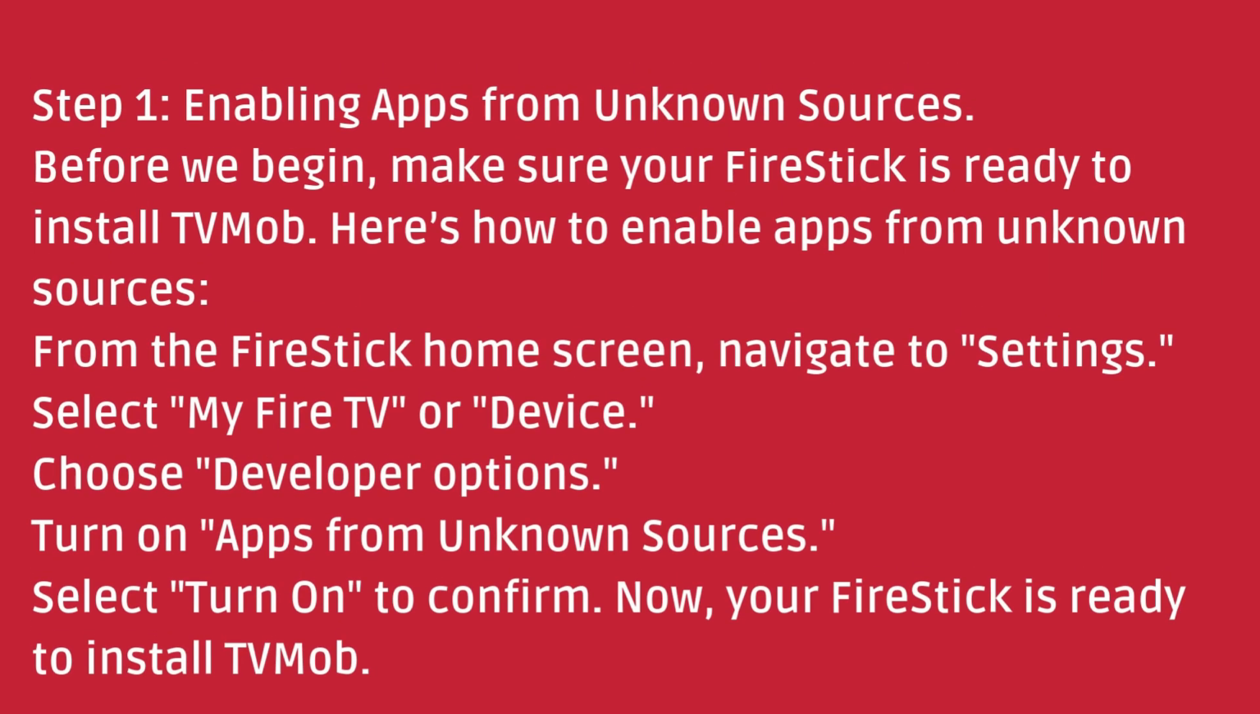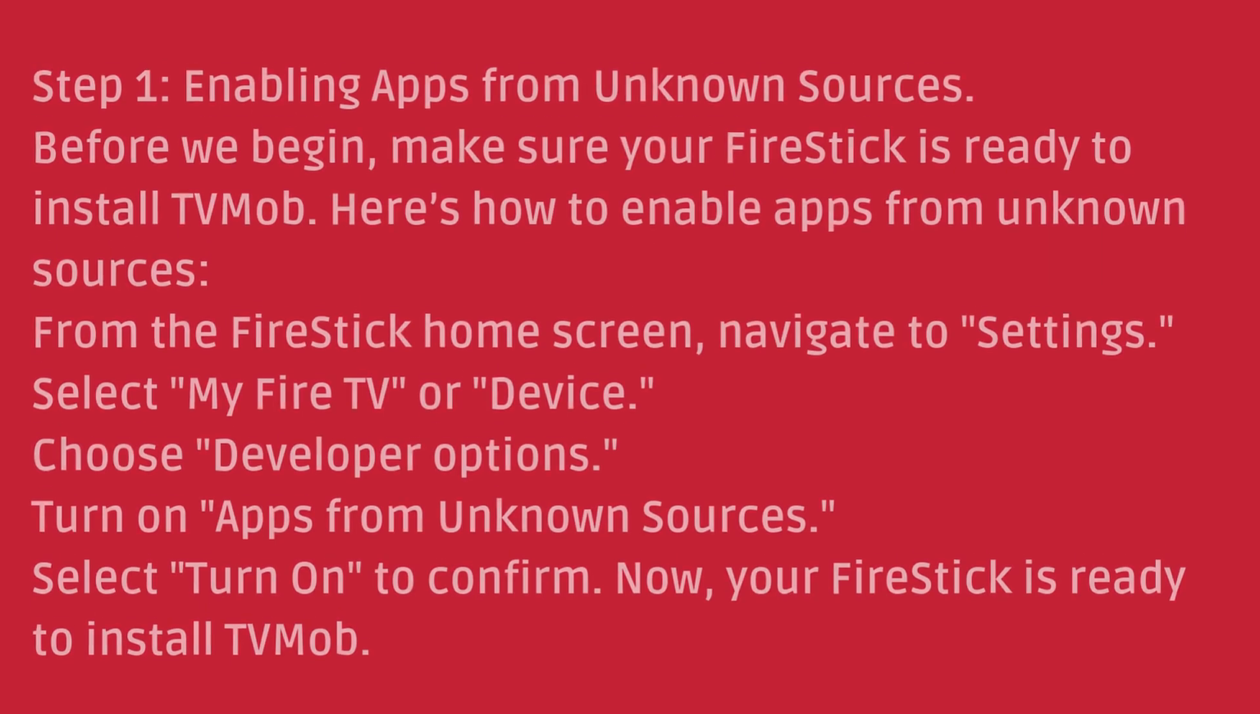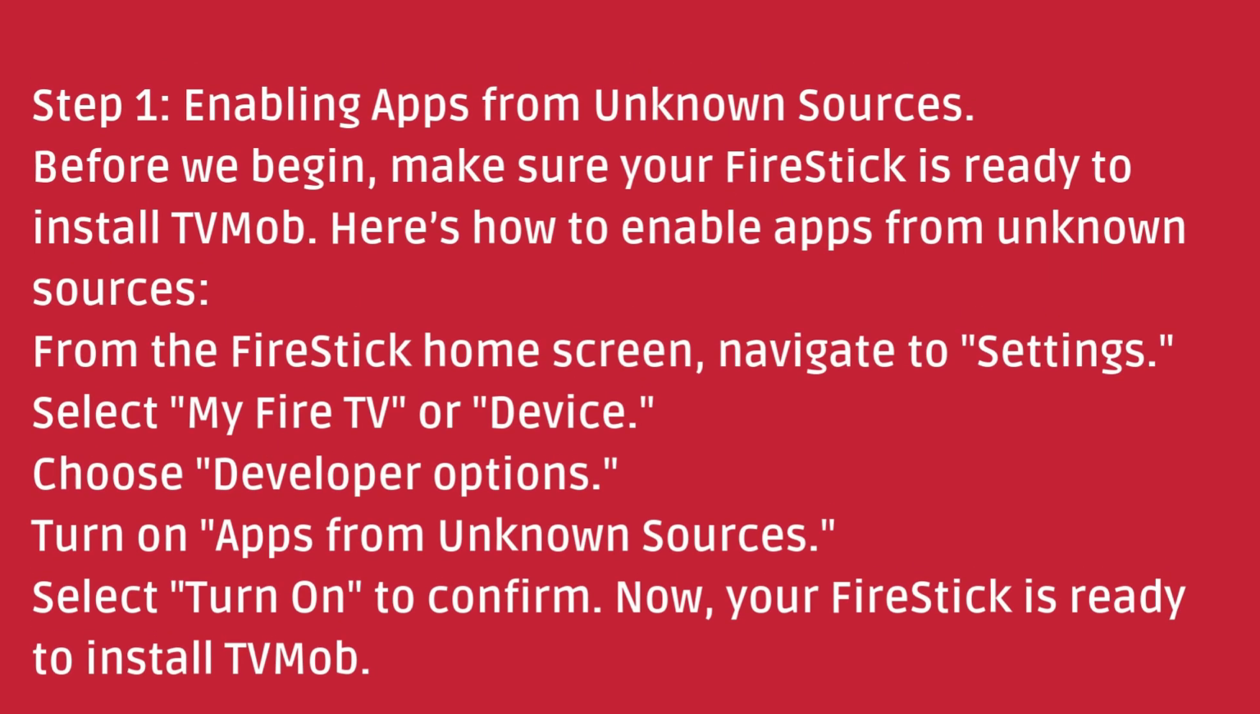Step 1. Enabling apps from unknown sources. Before we begin, make sure your FireStick is ready to install TVMob. Here's how to enable apps from unknown sources. From the FireStick home screen, navigate to Settings. Select My Fire TV or Device. Choose Developer Options. Turn on Apps from Unknown Sources. Select Turn On to confirm. Now, your FireStick is ready to install TVMob.